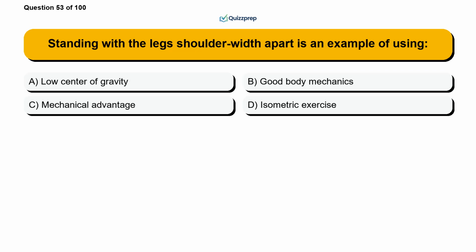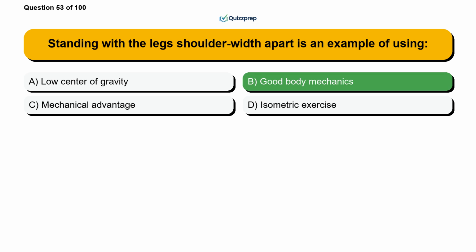Question 53. Standing with the legs shoulder width apart is an example of using: Option A, low center of gravity. Option B, good body mechanics. Option C, mechanical advantage. Option D, isometric exercise. The correct answer is option B, good body mechanics.